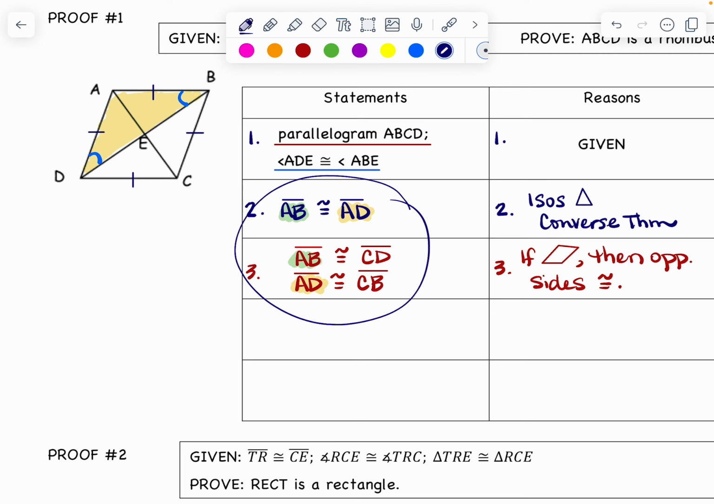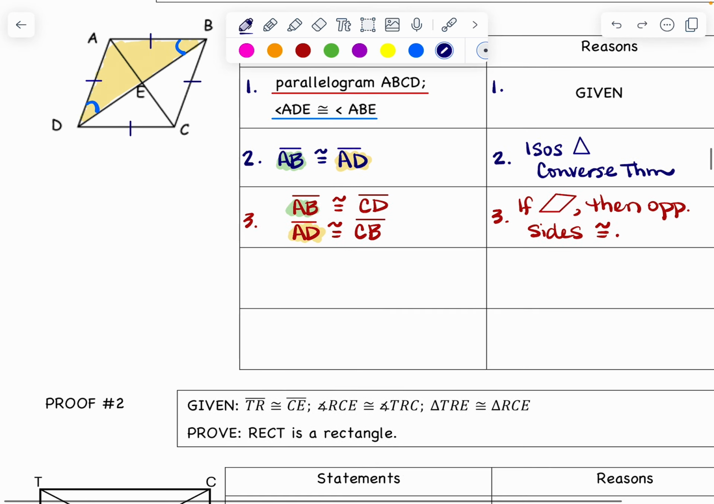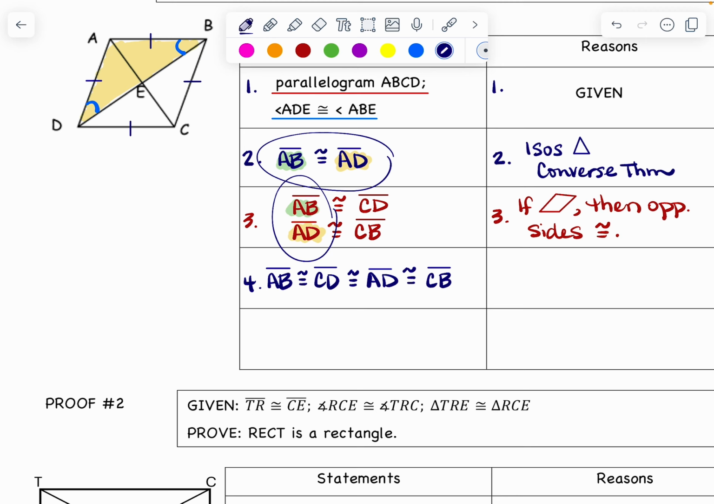Now, we just can't say it's a rhombus yet, because we actually have to make the connection that all four sides are congruent to each other. And we can do that. It's going to look kind of weird, but I literally have to say that AB is congruent to CD, is congruent to AD, is congruent to CB. I have to string them all together and say that all four are congruent.